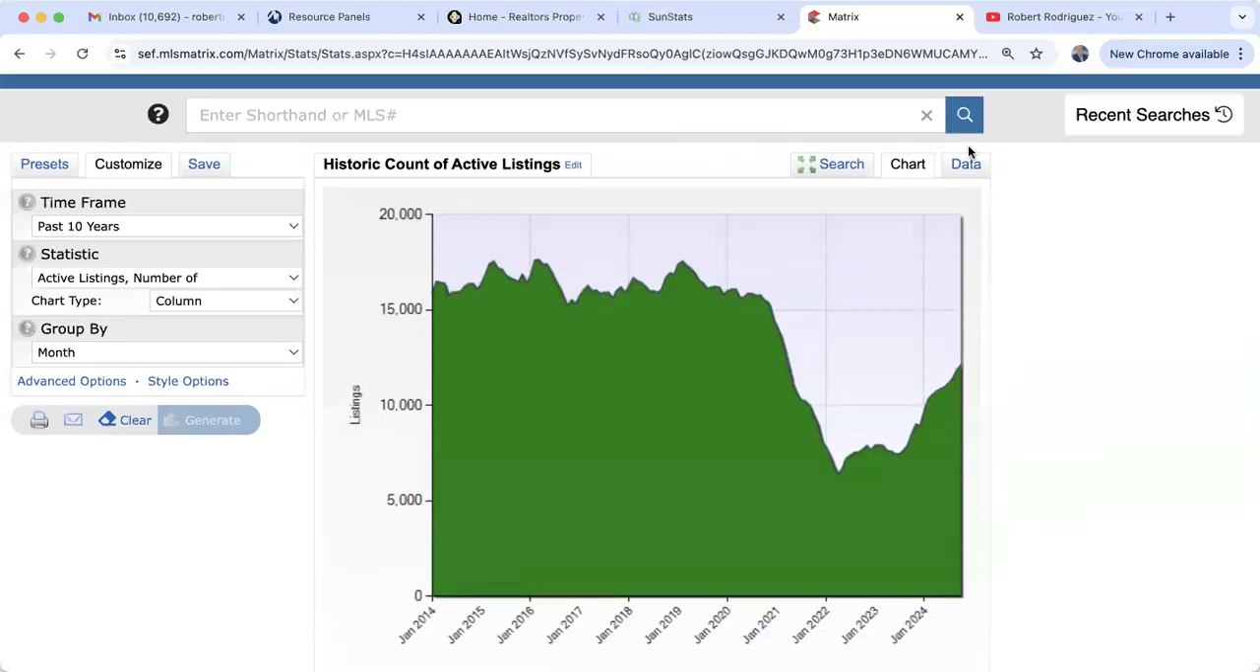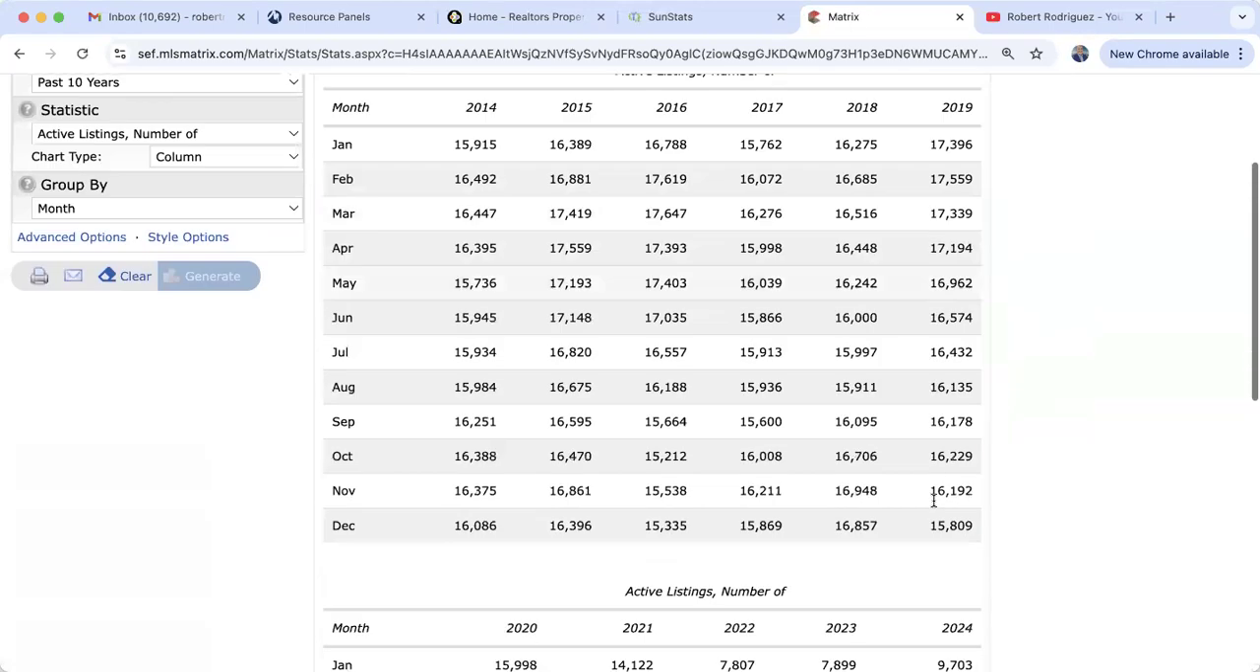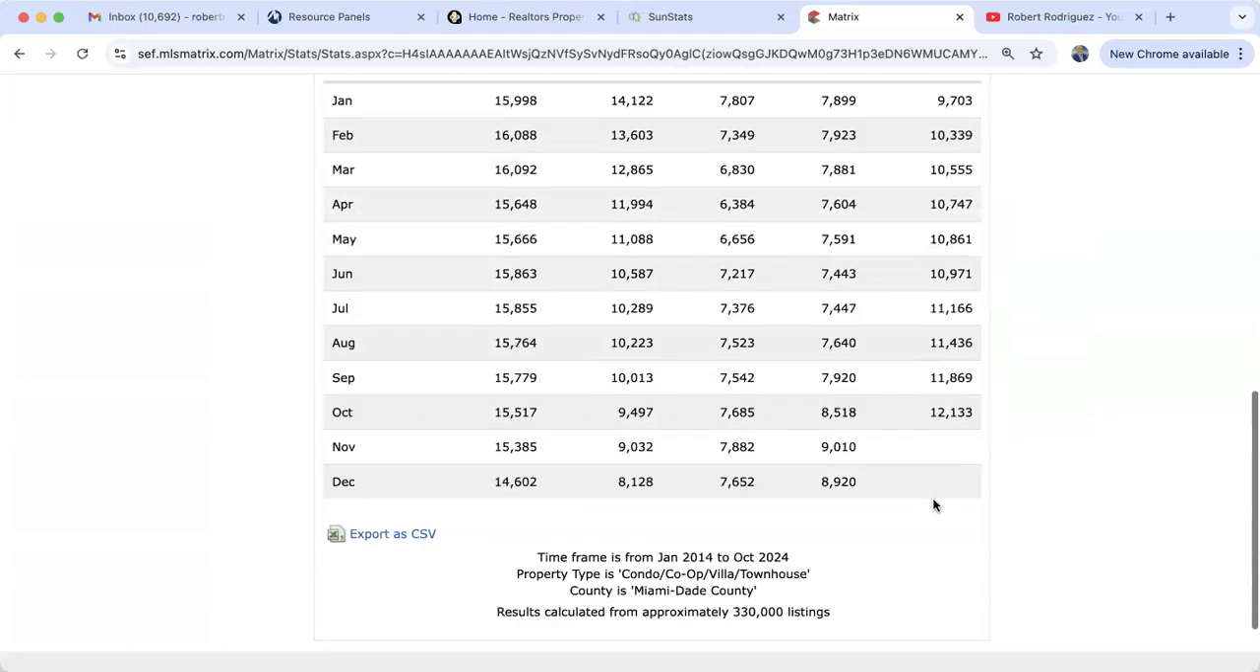Okay. If you want to see the data, you just click on data and you'll see that currently we stand at 12,133 active condos. Compare that to 5 years ago, 15,517. We're almost there. We're rebounding. You know, we went from 15,005 to just under 10,000. We had 7,685, 8,500, now back up to 12,133. So our condo inventory is also increasing.